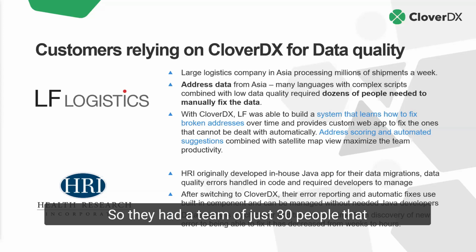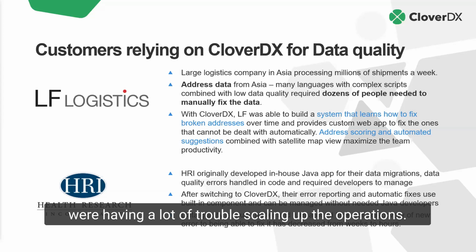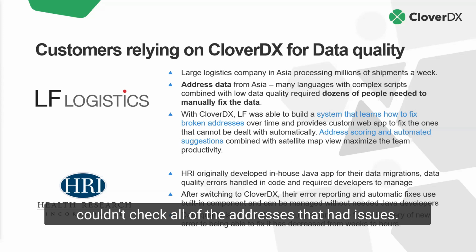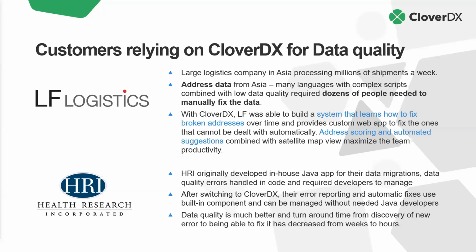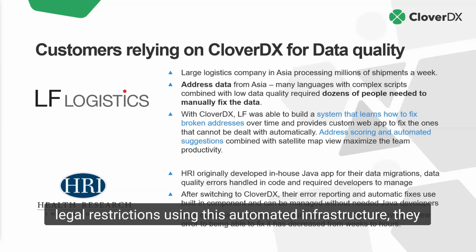So they had a team of just 30 people that were having a lot of trouble scaling up the operations. With such a limited number of resources, they couldn't check all of the addresses that had issues, and there were plenty of them that did have issues. So what they did is they leveraged CloverDX to create a rules framework. Each set of rules was tailored to country-specific address structures. Each had their own validation rules and legal restrictions using this automated infrastructure.